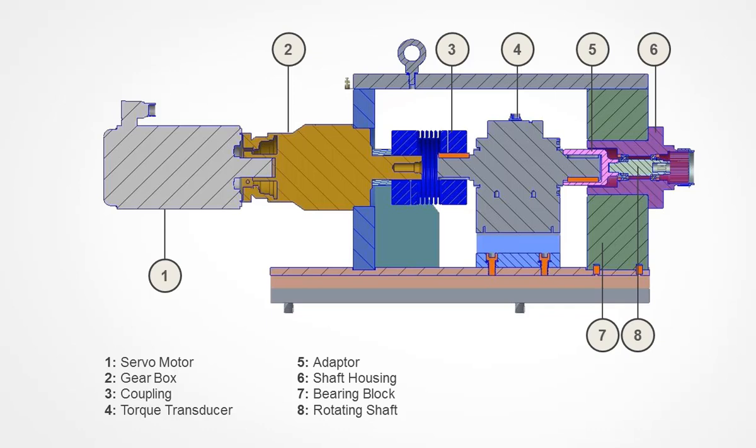In this section view, we can clearly see all the components and their mating condition and how they are connected to each other. Here, we would check the misalignment of the gearbox shaft with respect to the rotating shaft of the torque transducer and see if it's within the limit of permissible specifications of the coupling.